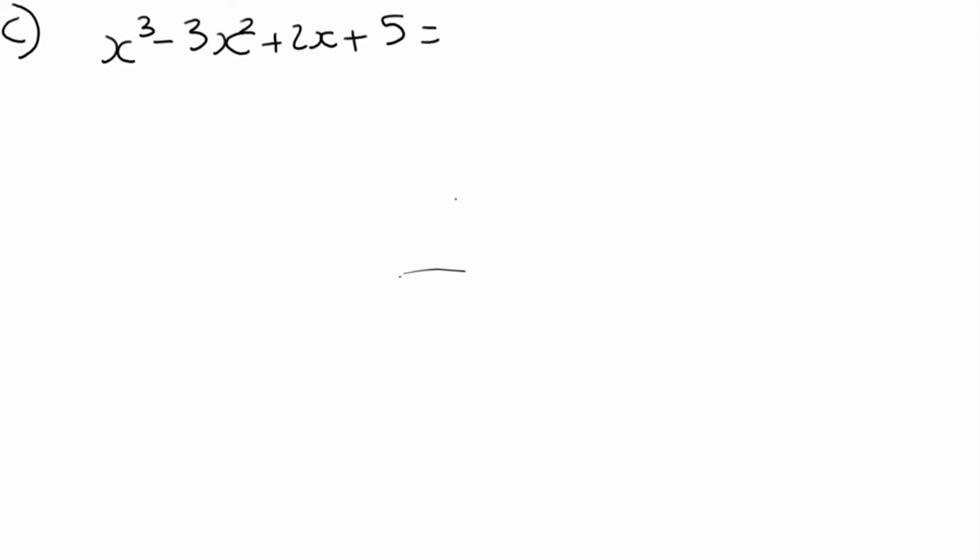To find the coordinates of Q, the point where the tangent meets the curve again, we basically just put them both equal to each other. So we're going to put the curve equal to the tangent that we've just found. So x cubed minus 3x squared plus 2x plus 5 equals 2x plus 5. The 2x plus 5s actually cancel, so you just get x cubed minus 3x squared equals 0.